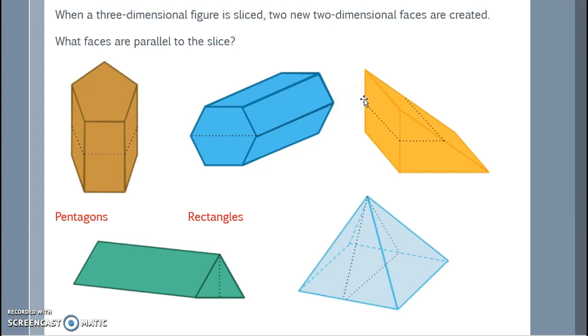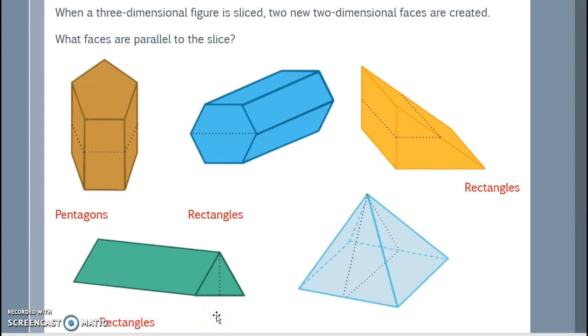If I were to take this triangular prism and slice on the dotted line, and I were to fold it out and look at it, we would also see rectangles as well. If I were to take this triangular prism and slice it right down the middle, like take a piece of paper and slip it down through the top, I would get rectangles as well. If I were to take this square pyramid and slice down the middle here, notice that we would end up with triangles.